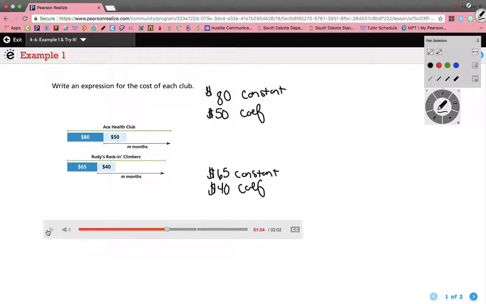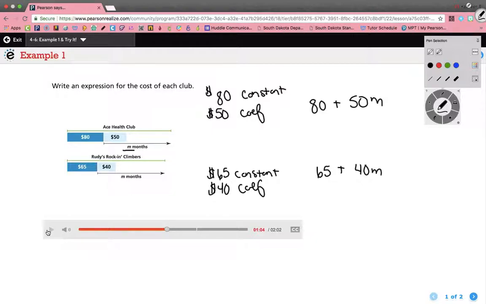We know that for the health club and the rock climbing, we're going to have to pay that startup fee as well as the monthly fee. If we have to pay both, that means we're going to have to add those two together. We're going to pay them as one whole deposit. So adding them makes this 80 plus 50, and then the coefficient means we have to put a letter with it. It says we have to use M for months. So 80 plus 50M. And down here it's 65 plus 40M.